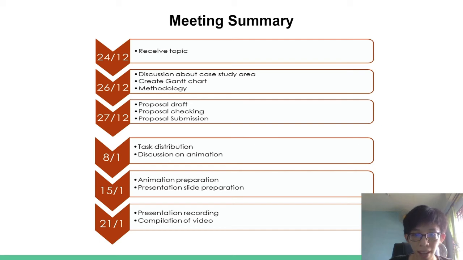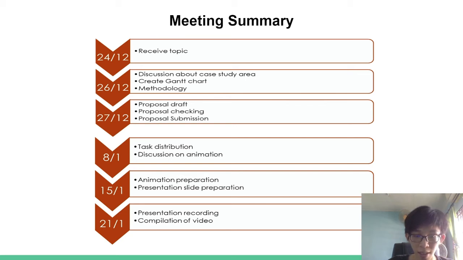So we created the Gantt chart in order to keep track of our tasks, and also the methodology in order to understand the overall flow of our project. On the next day, which is also week 12, we proposed a draft for the proposal and checked the proposal. After we found that there was no problem, we submitted the proposal.